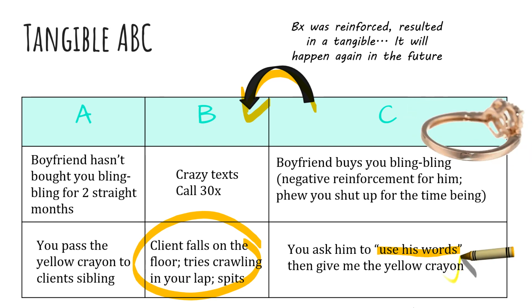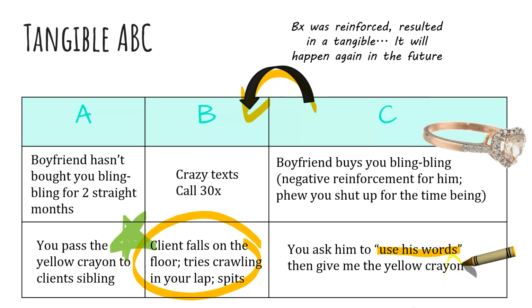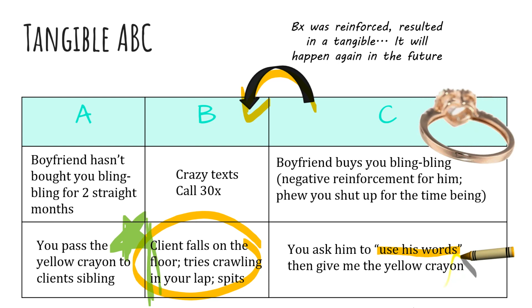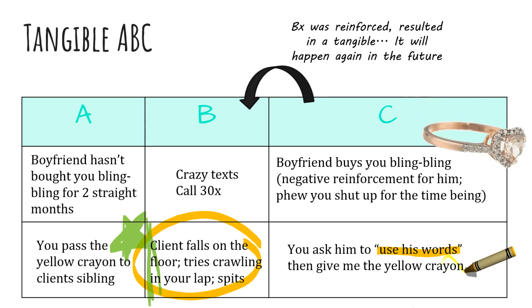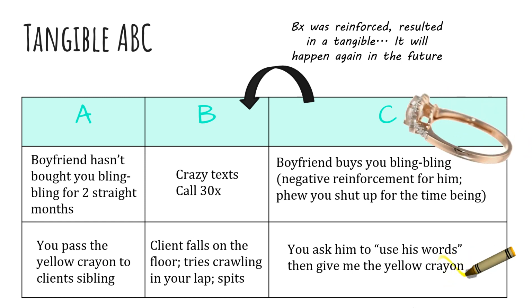So ideally what we would do is prompt him to use his words before the problem behavior happens, right here, to eliminate the chances of the client engaging in the problem behavior. And if you do that, if you catch it quick enough, then you're not reinforcing the problem behavior, and you're prompting good communication using his words, then giving him the yellow crayon.